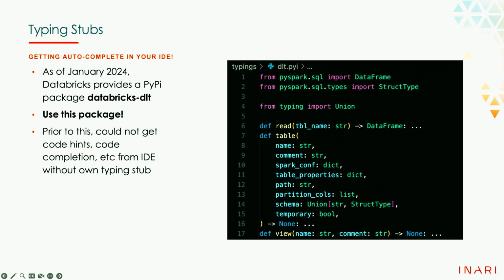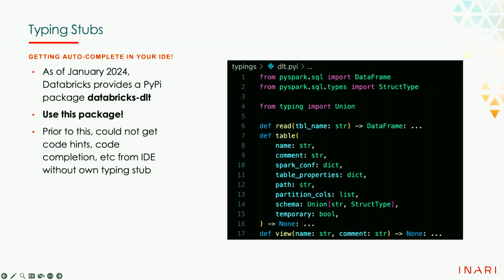When you're programming in DLT, the DLT package doesn't actually exist in your local environment. You can't install it. So if you do dlt.read in your IDE and then try to bring up the next function, without your IDE knowing what dlt.read returns, you're not going to get any sort of code hints, any code completion, anything like that. So we wrote our own typing stub to handle this, and it made our lives a lot easier.